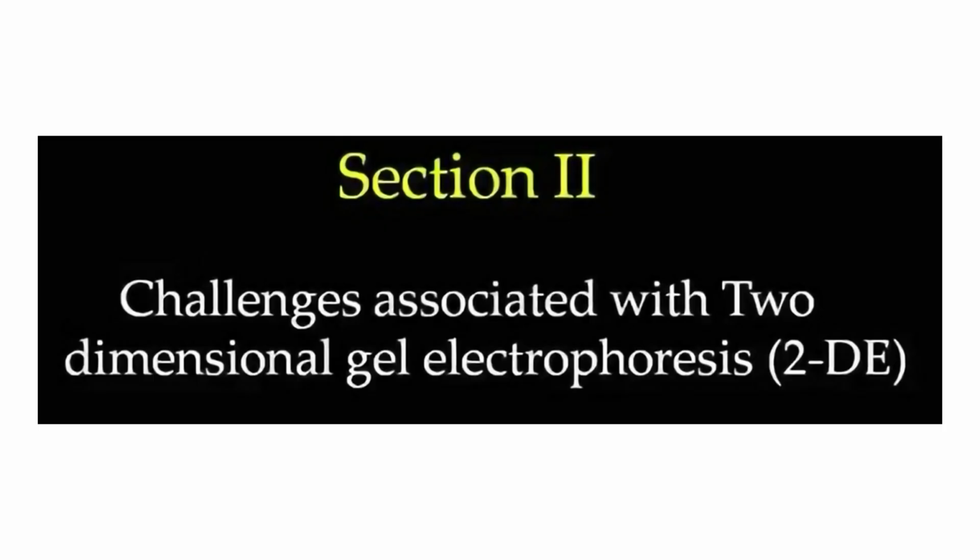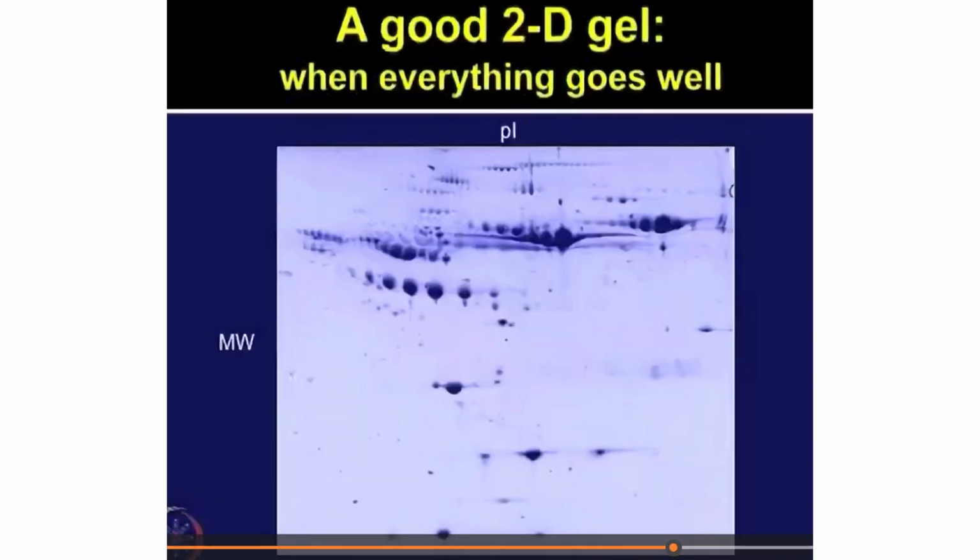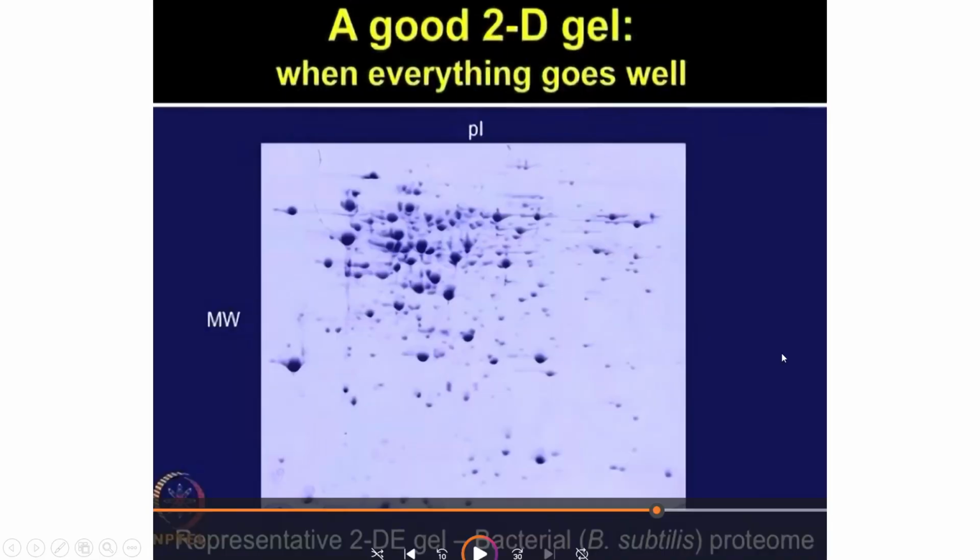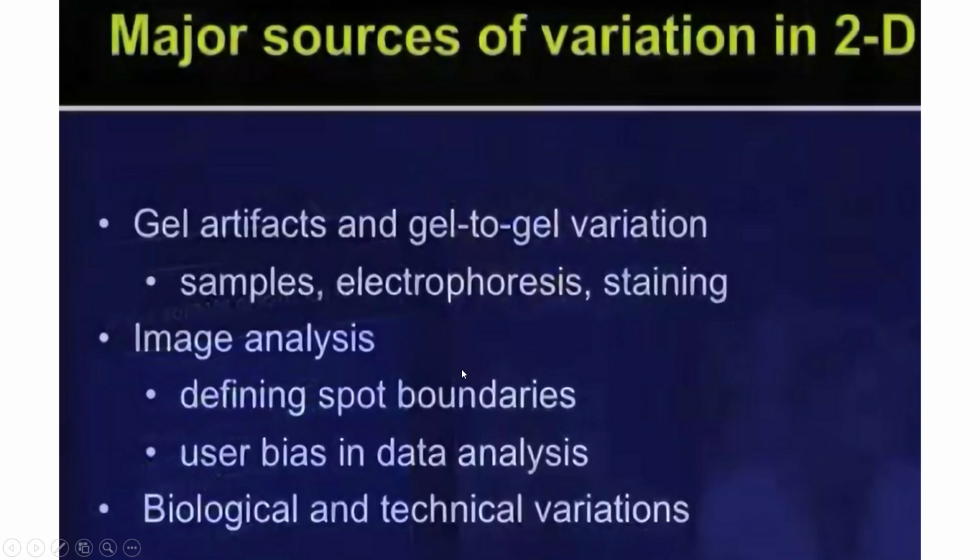So, what are the challenges associated with 2D gel electrophoresis? A good 2D gel looks something like this. All of them are separated, and each spot can be visualized separately, and you can accordingly cut the specific protein of interest as well and do further analysis, etc. So this is how a good gel looks. Similarly, this is also a good gel.